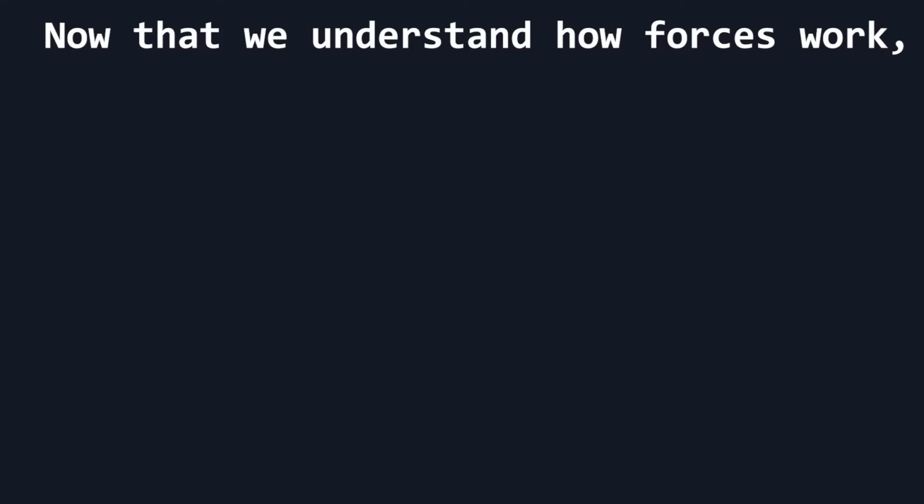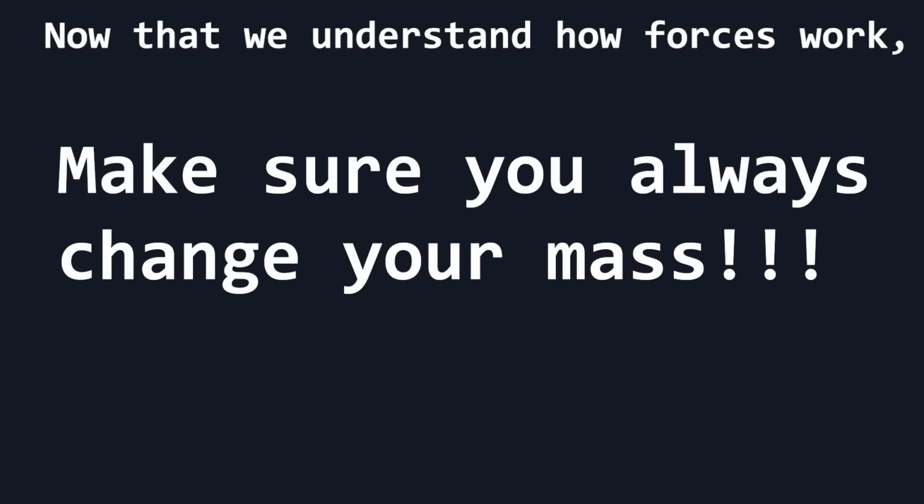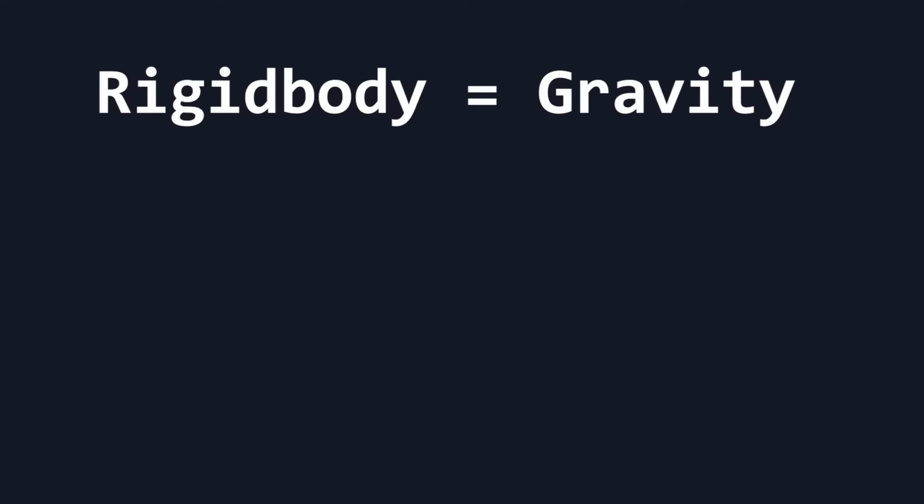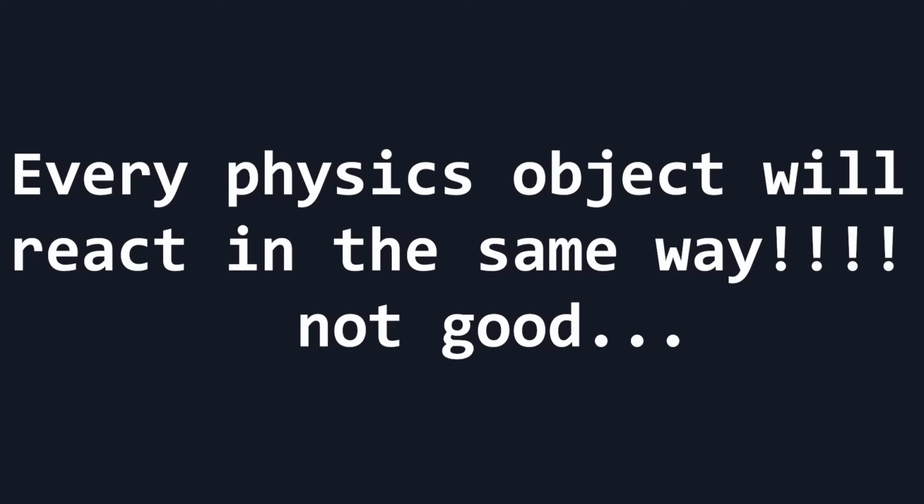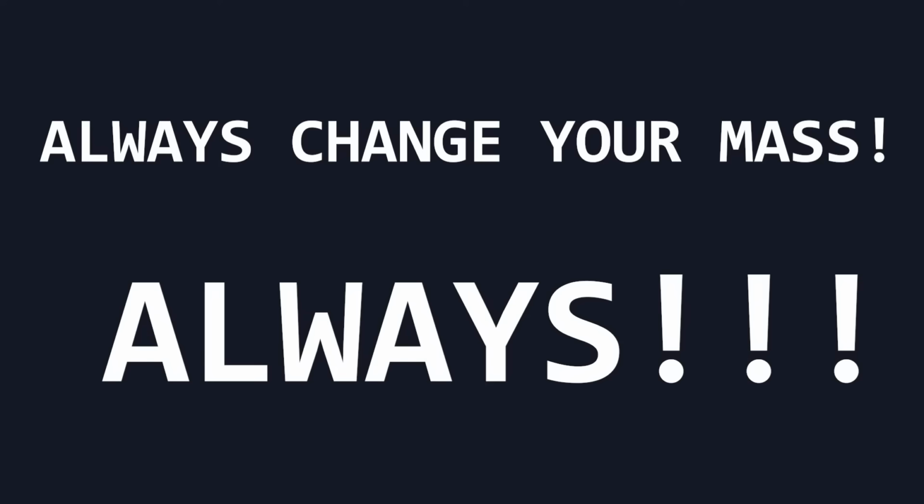Okay, now that you understand how forces work, I quickly want to mention something you should avoid like the plague. And that's not changing your mass when attaching a rigid body. Usually when we add rigid bodies, it's just for making things obey gravity. And if you remember Galileo's balls, how mass doesn't affect a falling object, you might just skip assigning a mass. If you consistently do this and you end up needing a force to act on different objects, now they're all going to respond in the same way. So long story short, always change the mass when you're making a rigid body, unless there is a good reason why it should stay at 1 kilogram.